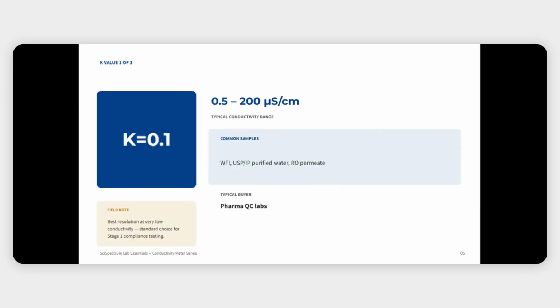Let's go through the three common values, starting with K equal to 0.1. This is built for ultra pure, low conductivity water. Think WFI, USP or IP purified water, RO permeate. Typical range is 0.05 to 200 microsiemens per centimeter. If you are a Pharma QC analyst running stage 1 compliance testing on purified water, this is very likely the probe you should be reaching for, not the one that shipped in the box by default.